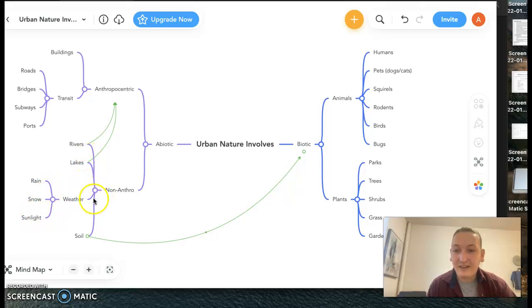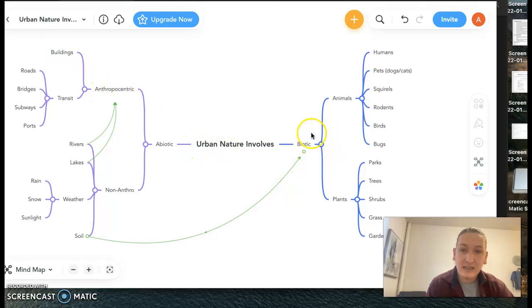Weather, rain, snow, and sunlight over here on the non-anthropocentric side, as well as soil, which also contains living things, so I linked it over here to the biotic side. Up here in the anthropocentric, abiotic, we have transit, which includes ports, subways, bridges, and roads, and then just plainly buildings, all different types of those.